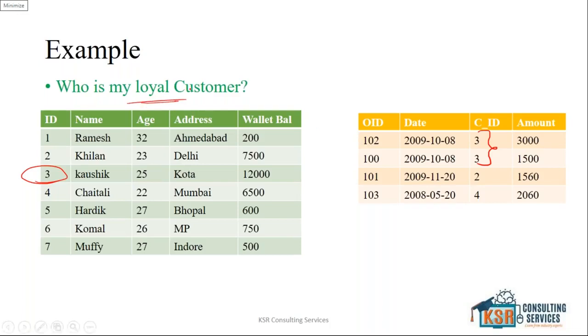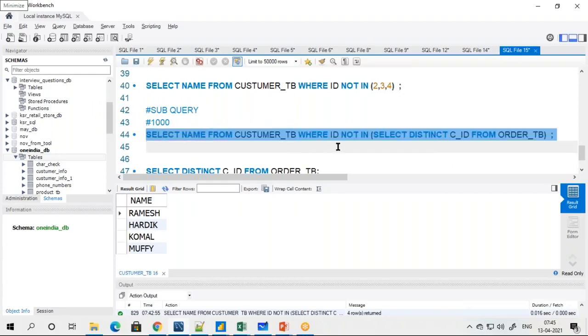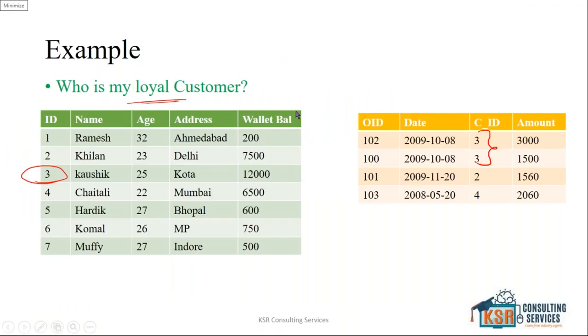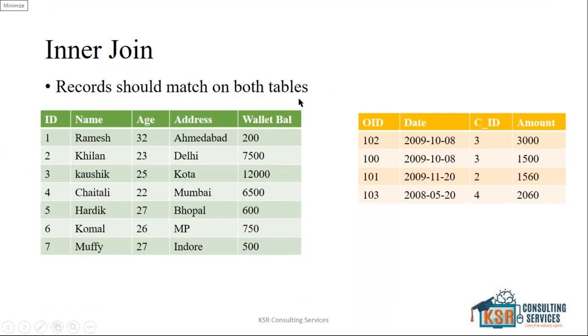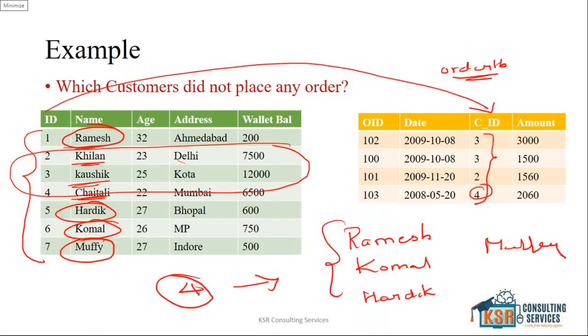Now, this also I can achieve. You may ask me a question: when I can achieve everything using the subquery, why do I need joins? I was able to answer who is my loyal customer. I was able to answer which customers did not purchase. Everything I was able to answer by writing subqueries. But why do I really go for joins?